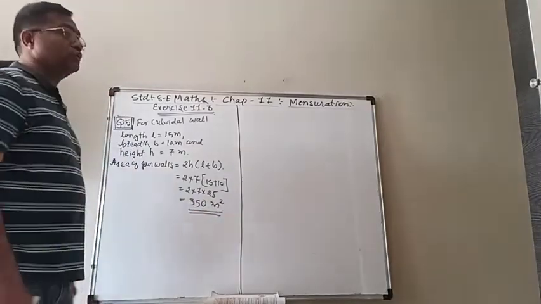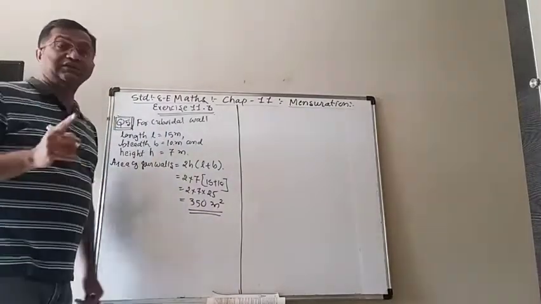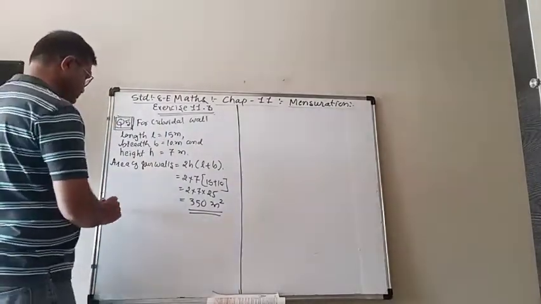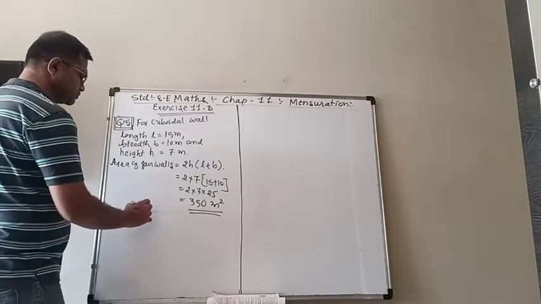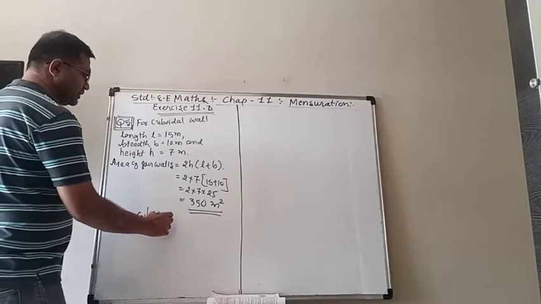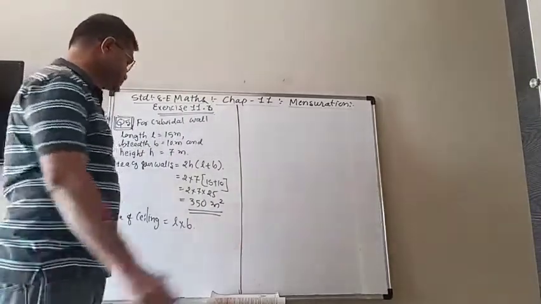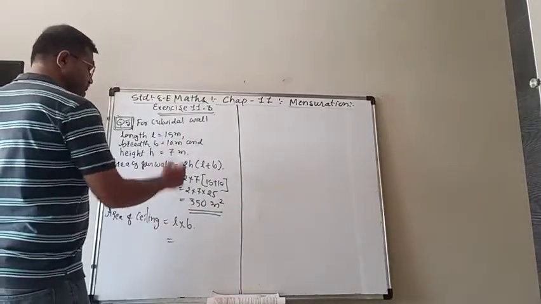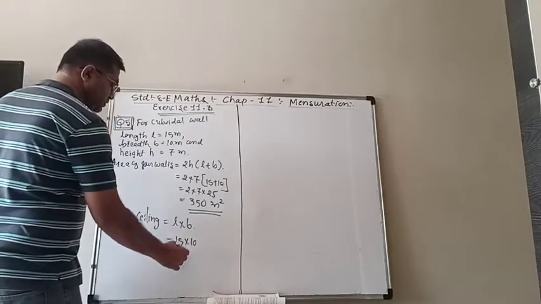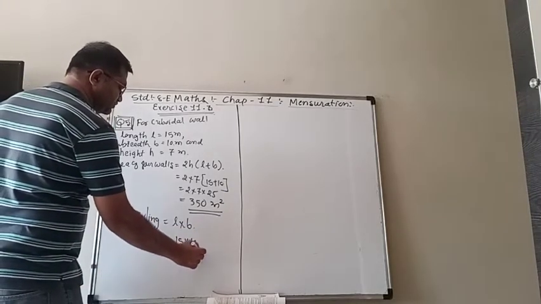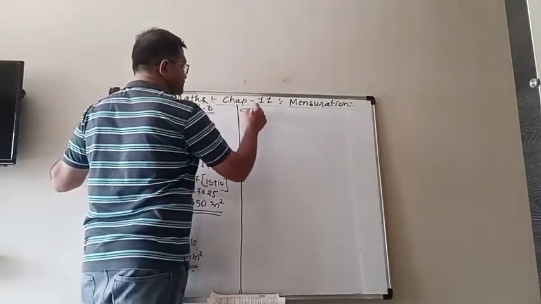Now we have to paint the ceiling also. So we have to find the area of the ceiling as well. For the area of the ceiling, there will be only the length multiplied by breadth because it is a rectangular shape. Length is 15 meter, breadth is 10 meters, so it is 150 meters square.